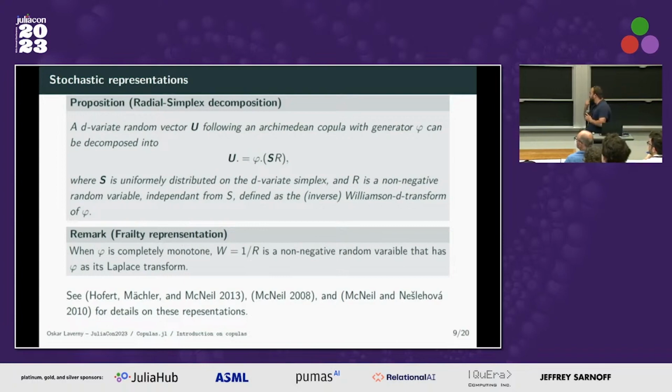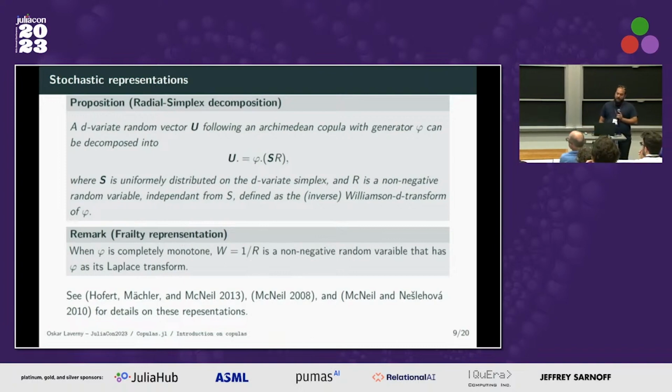There is also another one that I will discuss a little less, which is called the frailty representation. And what it says is that the vector U that is following an Archimedean copula with generator phi can be decomposed. So the dots are exactly the broadcasting from Julia that you'd expect, into phi of R times S, a product between a uniformly distributed random vector on the simplex, S, that's a random vector that will give you the direction in which the point will go in the space. And then R is a non-negative random variable that will give you how far it will go in the space, which should be independent from S.